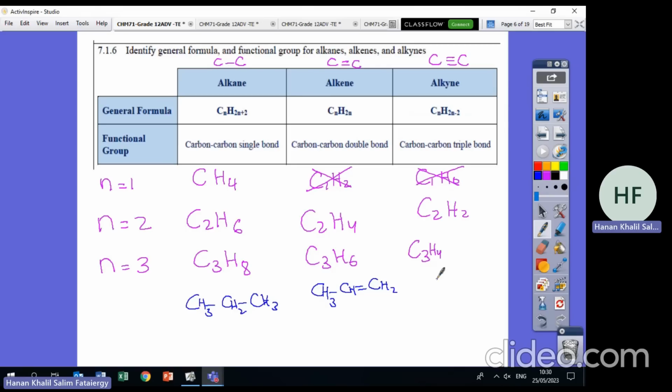Now this one, C3H4, I will put 3 C's. One of the bonds will be triple. This will be CH3. This one has already 4 bonds, so no need for H's, and this one needs 1 H. 1 plus 3, this is 4. Okay, this is alkane. This is saturated. This is alkene. This is unsaturated, and this is alkyne. This is also unsaturated. Okay, right, next.